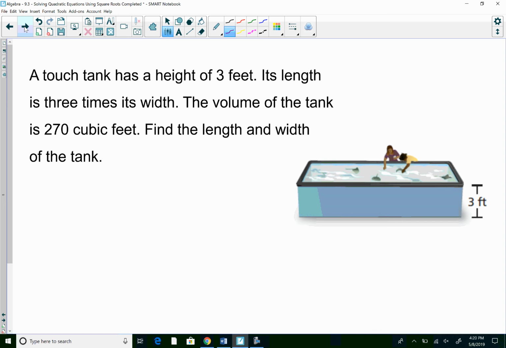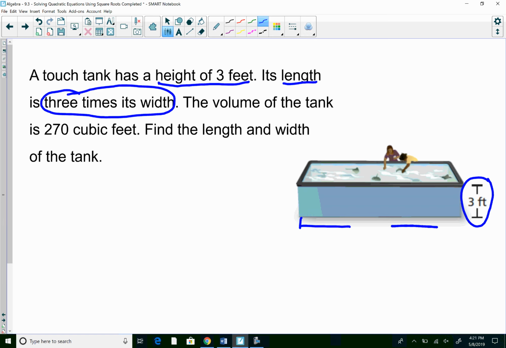So here we have a touch tank, which looks like a stingray tank that you would see at SeaWorld or something like that. A touch tank has a height of 3 feet, so that's this piece over here. Its length is 3 times its width. So we're looking at this down here: this distance is 3 times the width, which then makes this distance just W.